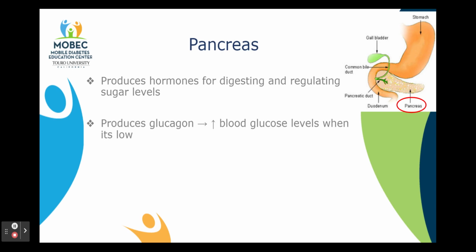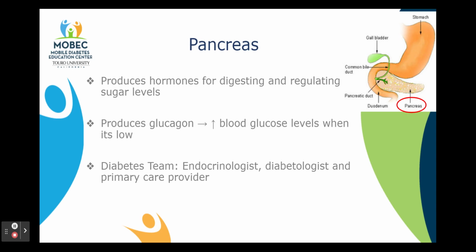People with type 1 diabetes don't produce insulin. In type 2 diabetes, there is insulin resistance, meaning the body doesn't use insulin properly. As part of your diabetes team, the providers to see include an endocrinologist or diabetologist in conjunction with your primary care provider.